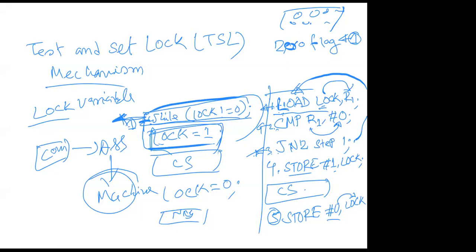Why does your lock mechanism not satisfy mutual exclusion? Let's check this first line. Let's say we have two processes, P1 and P2. P1 executes the first instruction and then gets preempted. What does P1 do? It reads the lock value, which is initially 0.